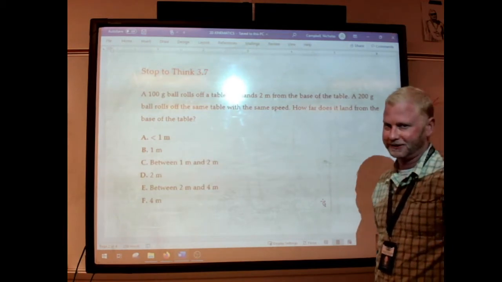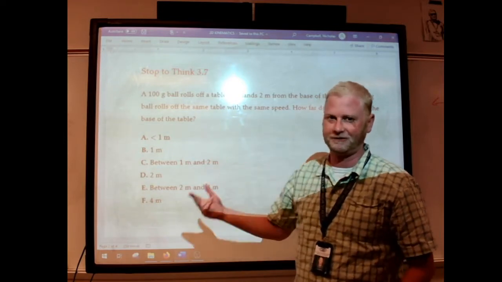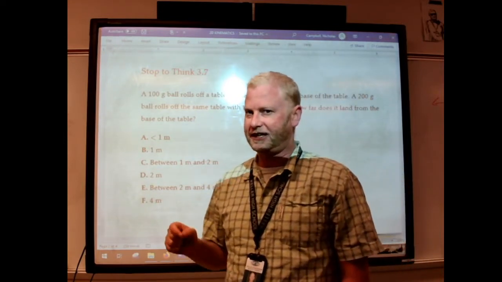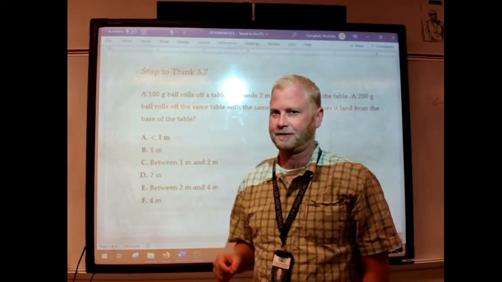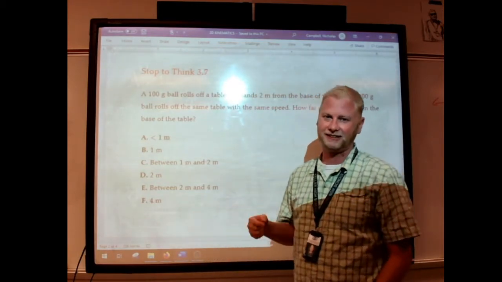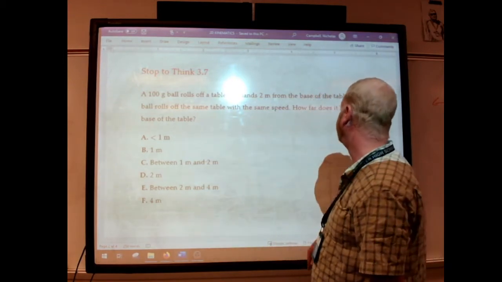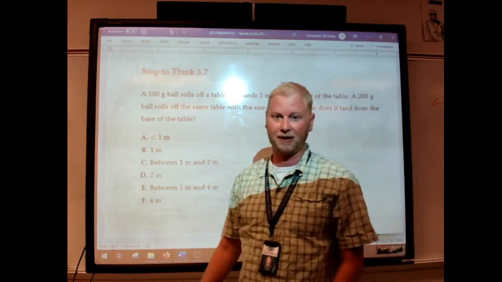Now think back to when we were discussing free fall, because both of these balls, vertically speaking, are in free fall. Did mass ever make a difference? No. The gravitational acceleration is independent of the mass. So the 100-gram ball, if it goes 2 meters, so will the 200-gram ball.